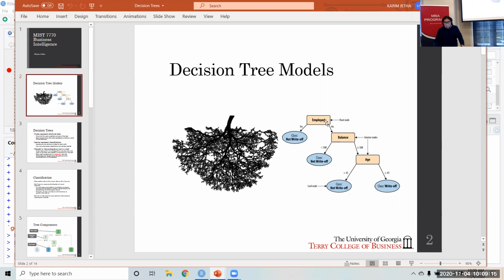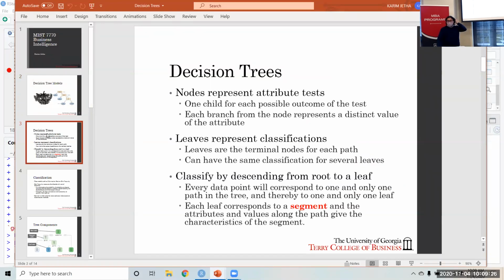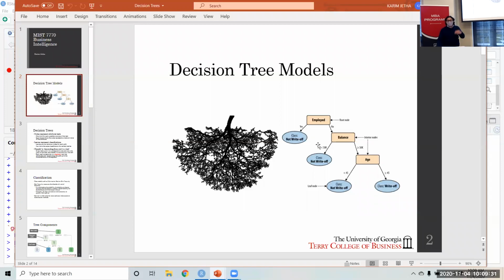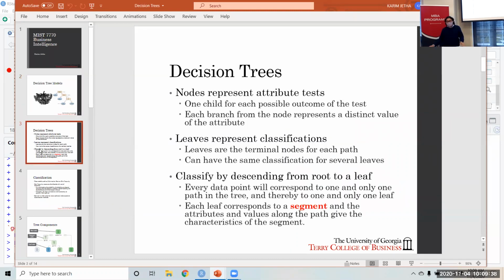So in this case, you have whether the person is employed, what the balance is, what their age is, and then whether or not you're going to write off the loan, right? So there's some indicator. In a decision tree, each node represents a certain test, right? In this case, your nodes are, okay, are they employed? Yes or no? If yes, then something. If no, then something else, right? And the leaves represent classifications. So it's like, yes, that is the class, or no, that is not the class. And that is the structure of a decision tree.